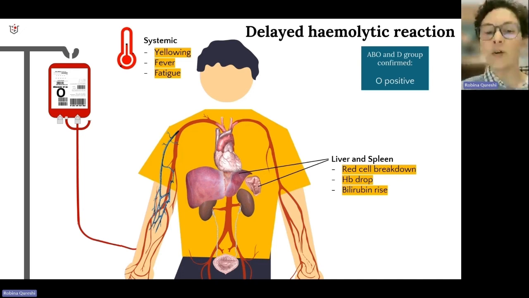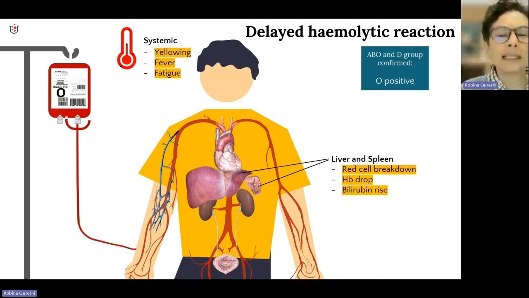Okay, so for a delayed hemolytic transfusion reaction, initially the transfusion seems to go fine, but looking at 4 hours at least after, we're going to get signs and symptoms beginning to appear. So we're going to get things like anemia and jaundice from excess unconjugated and conjugated bilirubin. So that's the primary signs that we tend to see. And this is due to excess red cell destruction in the spleen and the liver. So HB goes down, bilirubin goes up.